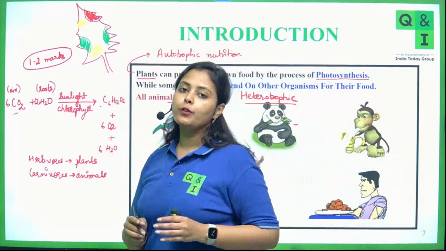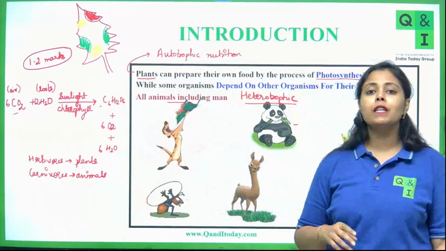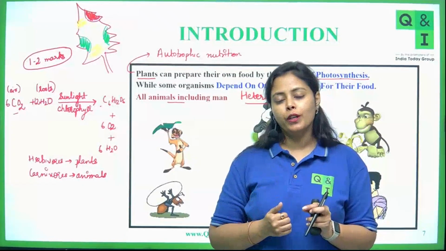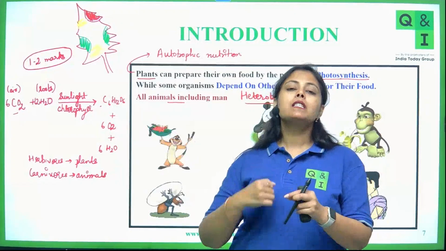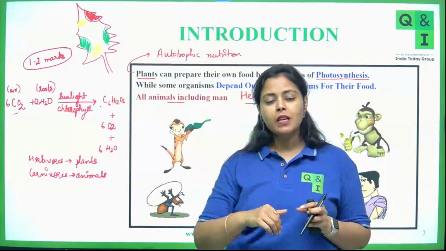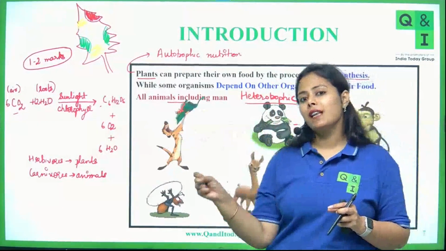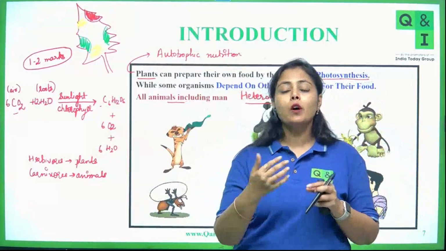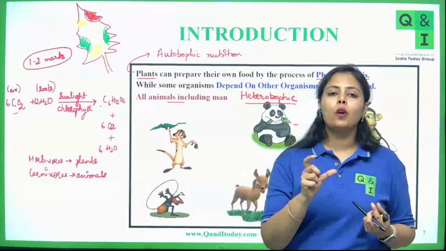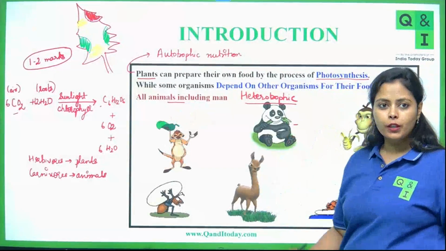However, the other mode of nutrition is heterotrophic mode of nutrition. In heterotrophic mode of nutrition, the organism is not capable of synthesizing its own food. So what will the organism do? It will consume other organisms. So herbivores are those organisms which feed on plants, whereas carnivores are those organisms which feed on other animals. So here the organisms are dependent on other sources for obtaining their food. This is called heterotrophic mode of nutrition.